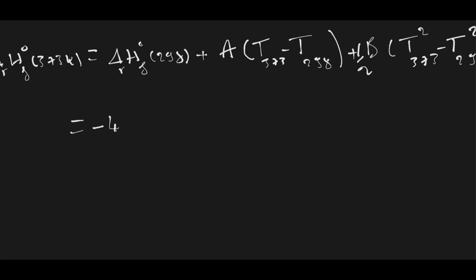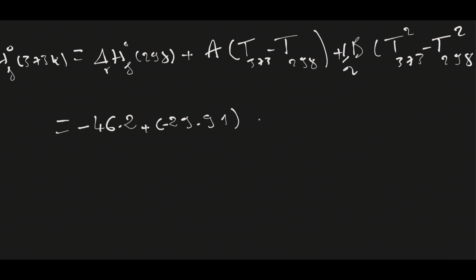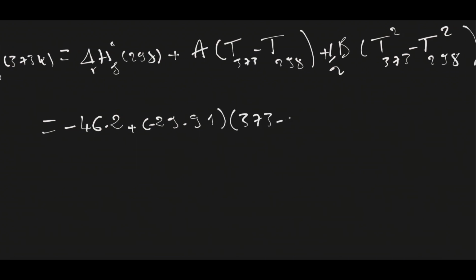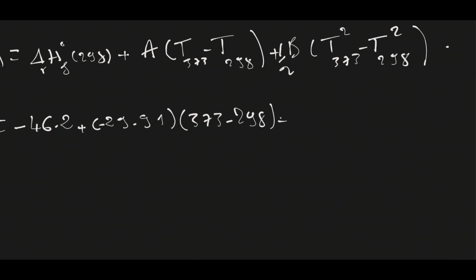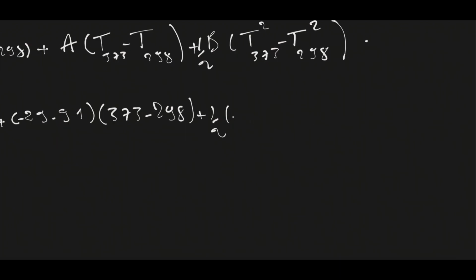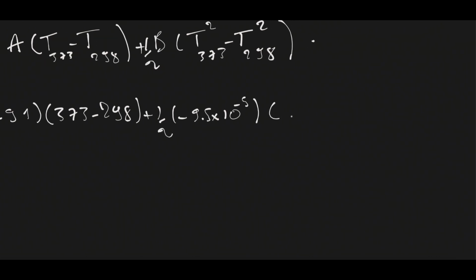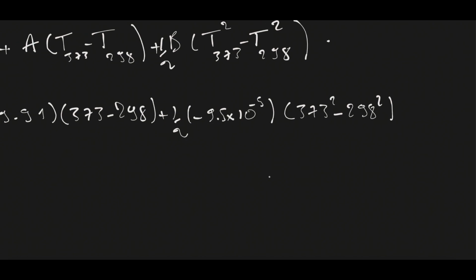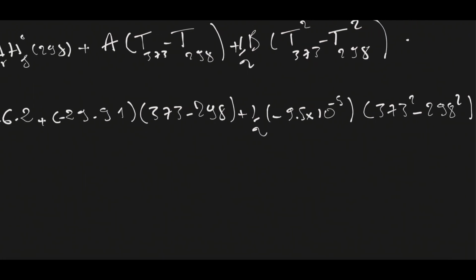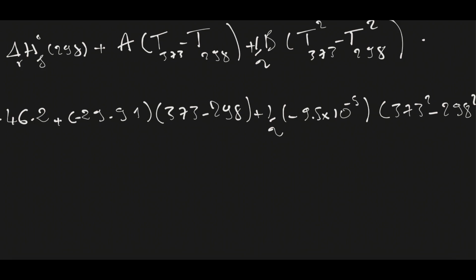Here we have minus 46.2 kilojoules per mole plus minus 29.91 times 373 minus 298 plus 1/2 times minus 9.5 times 10 to the power of minus 5 times 373 squared minus 298 squared. So now we have just to check the units before going ahead.